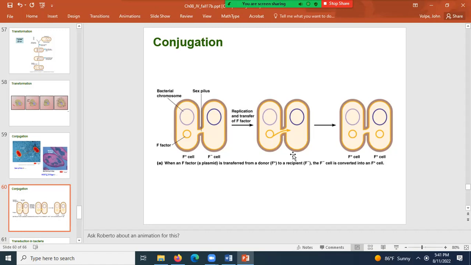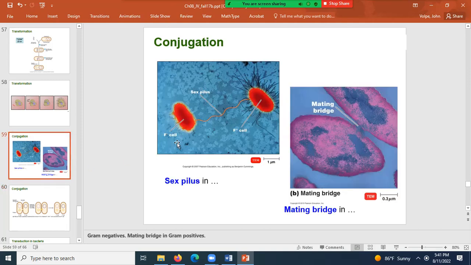All right. Now let's look at this F minus cell. It's called F minus because it doesn't have the F plasmid. It doesn't make the sex pilus. And if you look here, there's a few other differences too between the F minus cell and the F plus cell.